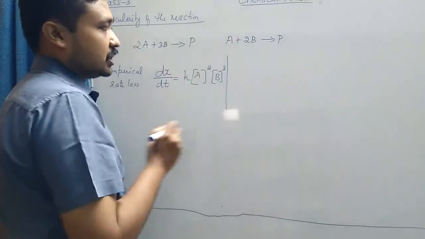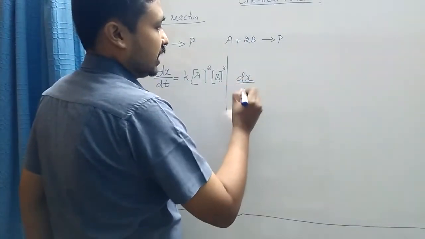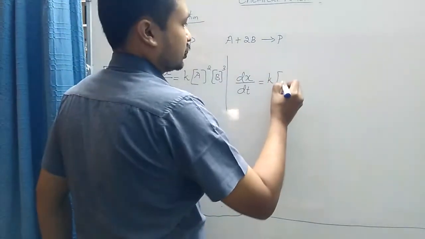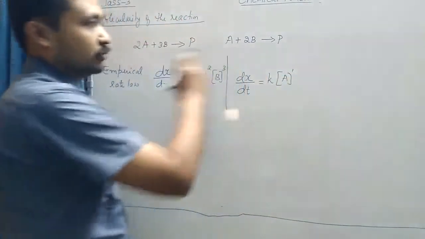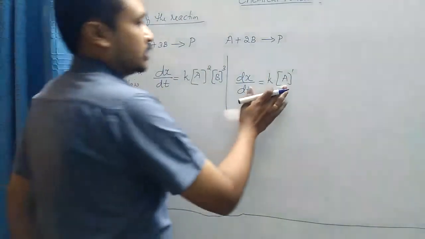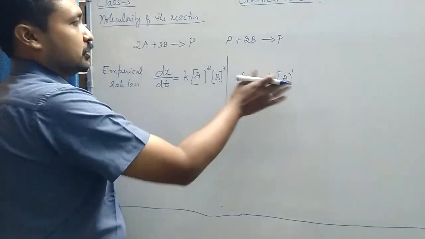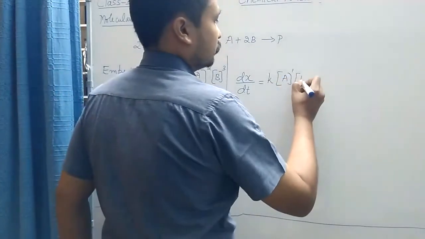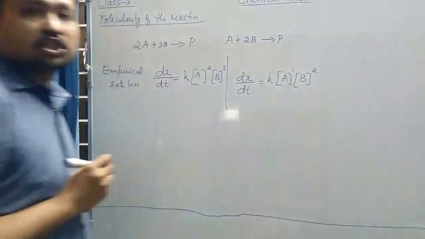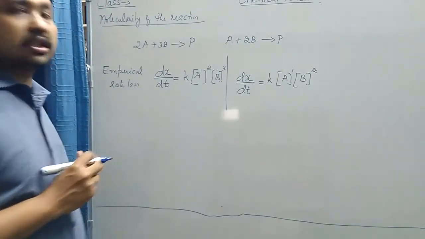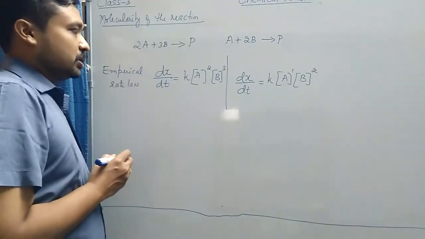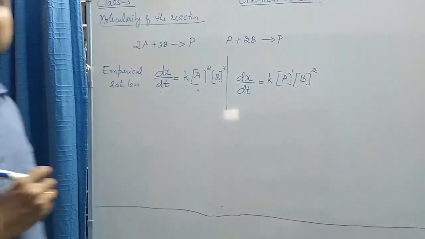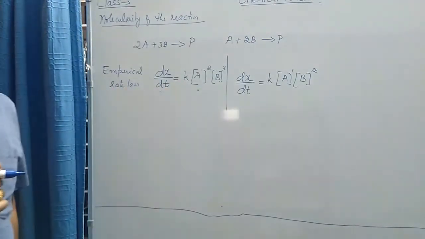Okay, for the second reaction, it would be dx by dt is equal to K, the rate constant for that particular reaction, into A to the power 1, because the reactant A appears with a stoichiometric coefficient of 1, into concentration of reactant B square. So if you carefully look at these two equations, you can understand the relation between the rate and the concentration of the reactants. How does rate depend on the concentration of the reactant?